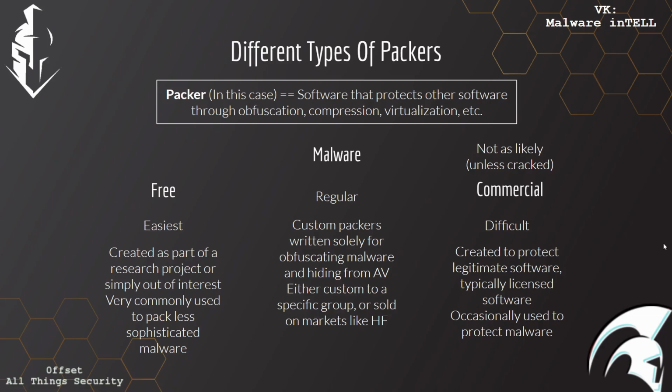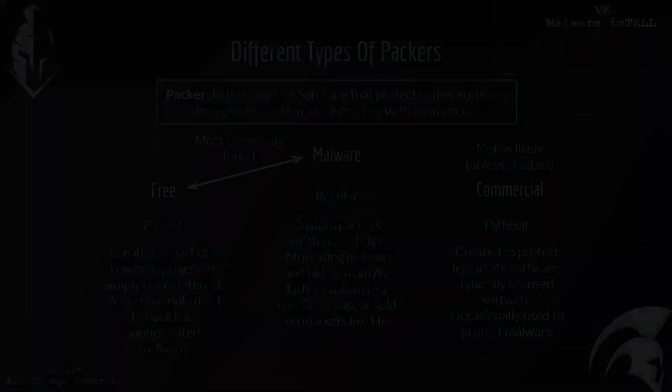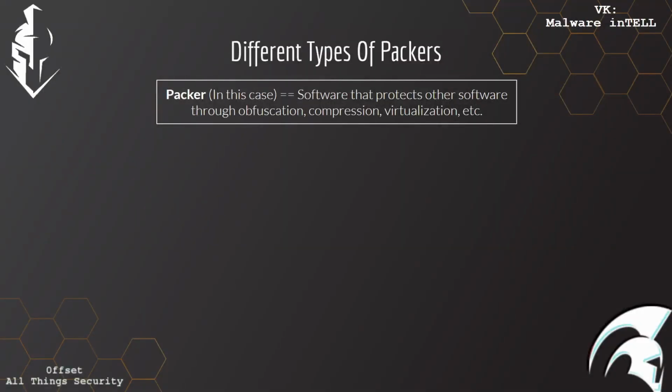So we're not going to be looking at commercial packers, as there's a lot of gray area around that. We're going to be focusing pretty much on malware packers throughout this entire chapter. Again, free packers and malware packers are the most commonly found. So now we've got the different categories of packers. Let's have a look at some examples of them.